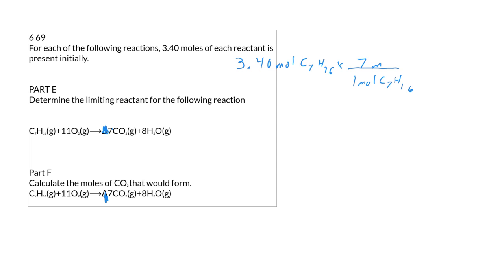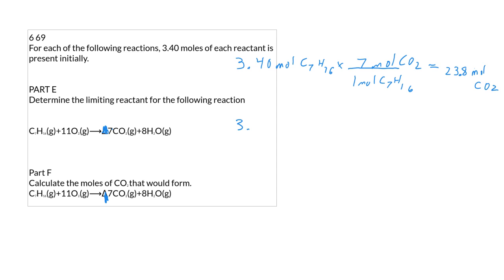All right, back to where I was going. So that you have 7 moles of carbon dioxide produced. So that gives you 3.4 times 7, which is 23.8 moles of carbon dioxide. That is how many moles of carbon dioxide you can produce with 3.4 moles of heptane.